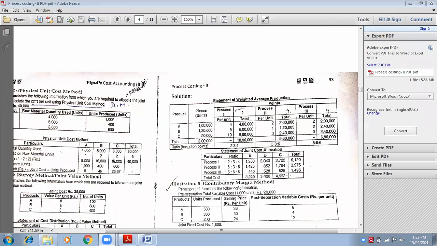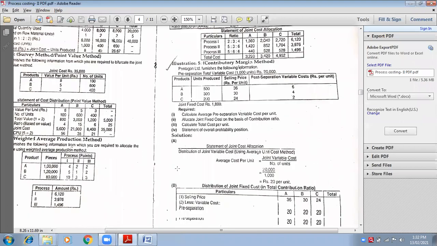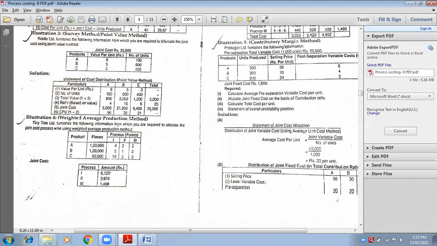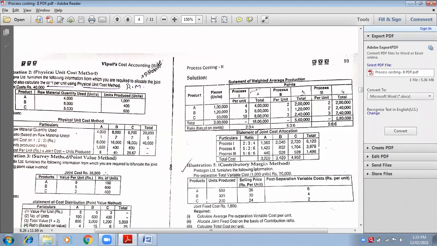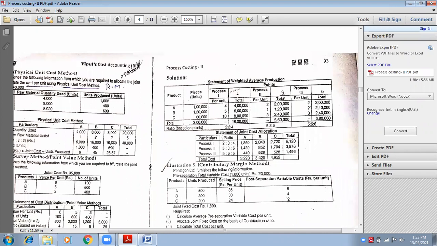Okay. So see, process 1, total cost is 6,120, which is given in the question here. I will show it to you again. 6,120. This is the total cost of process 1. But process 1 has 3 products A, B and C. So out of 6,120, how much will be for A, how much for B and how much for C? That we need to divide. So 6,120 has to be divided in the ratio of 2:3:4.